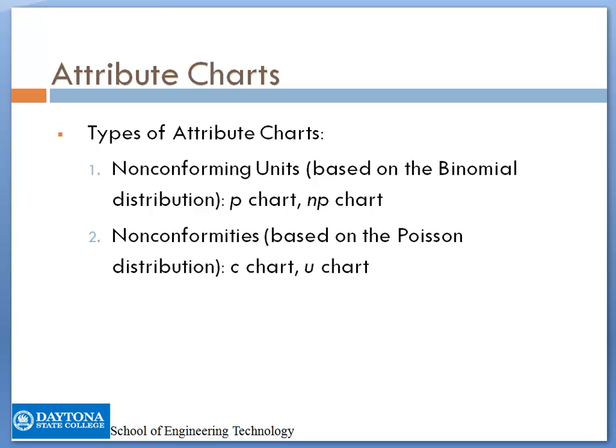How about the nonconformities? Well, the nonconformities are based on the Poisson distribution. And some of the quality characteristics of the Poisson distribution is that it is applicable to many situations that involve observations per unit of time or per unit of amount. And there are many equal and independent opportunities for the occurrence of an event. And these types of charts are the C chart and the U chart.